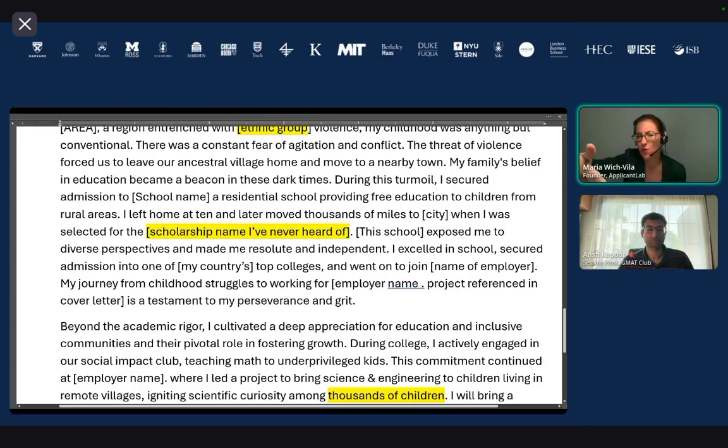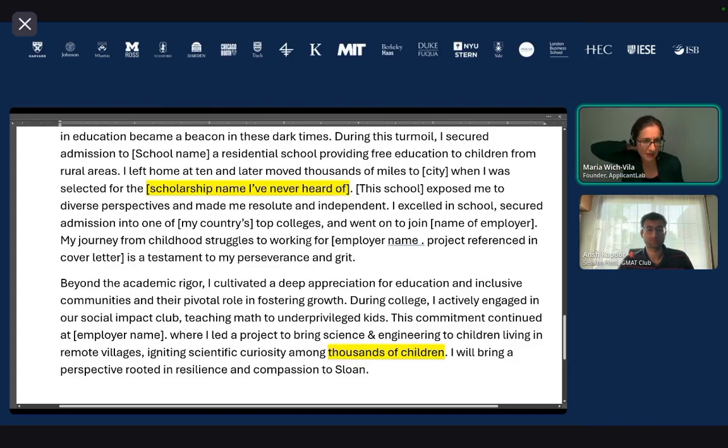This school or scholarship exposed me to diverse perspectives and made me resolute and independent. I excelled in school, secured admission into one of the nation's top colleges, and went on to join the time machine company where I work today. My journey from childhood struggles to now working for this company, helping the time machine, which I talked about in the cover letter, is a testament to my perseverance and grit.